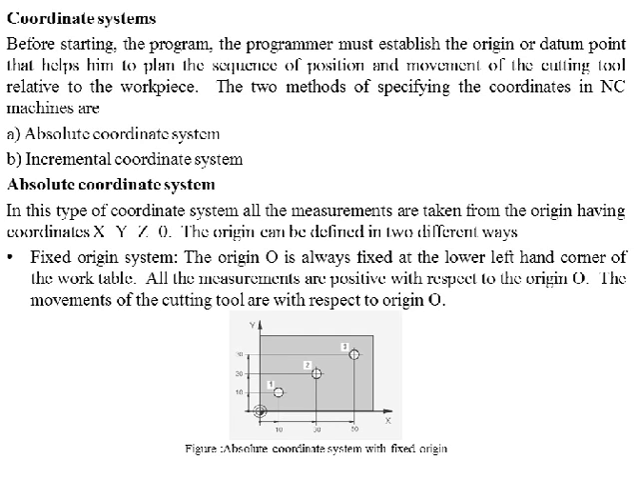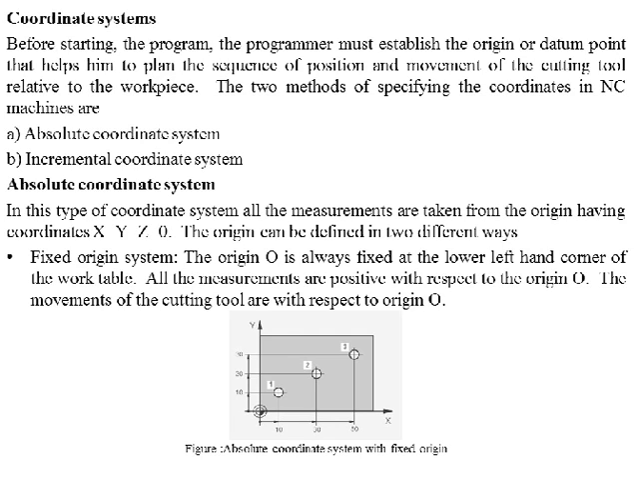The coordinate system can be established by two methods in an NC machine. The first one is called the absolute coordinate system, and the second one is called the incremental coordinate system. Let us now discuss these two types of coordinate systems in detail. Absolute coordinate system.